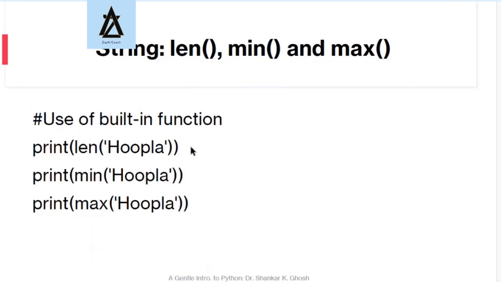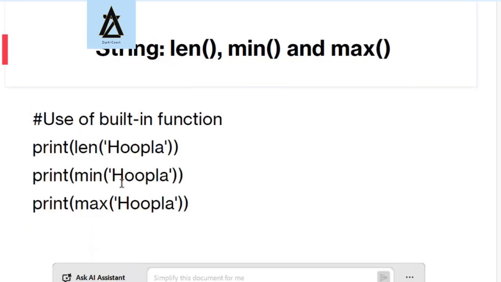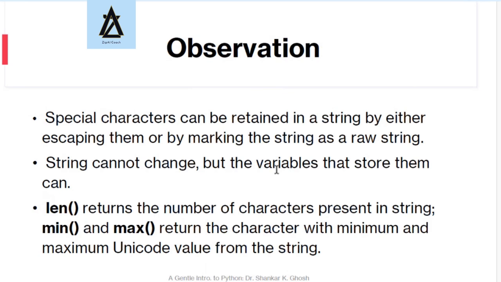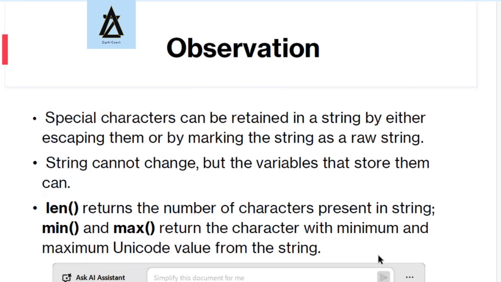So, use of built-in functions. There are different built-in functions which you can use, like length, minimum, maximum, etc. I always recommend that you explore these functions in order to understand how they work. The len function returns the number of characters present in the string. Min and max return the character with the minimum and maximum Unicode value from the string.